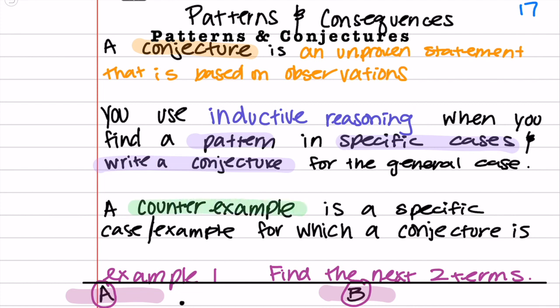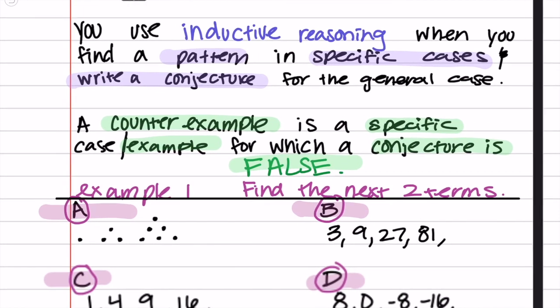So, a counterexample here is a specific case or example for when you take a conjecture and make it false or prove it false. Pretty much, hey, you're telling me that this is always true, but here's an example of when it's not true. And what we're going to do is we're going to go through all of these, and I've got 3 different sections that we can cut through in this.